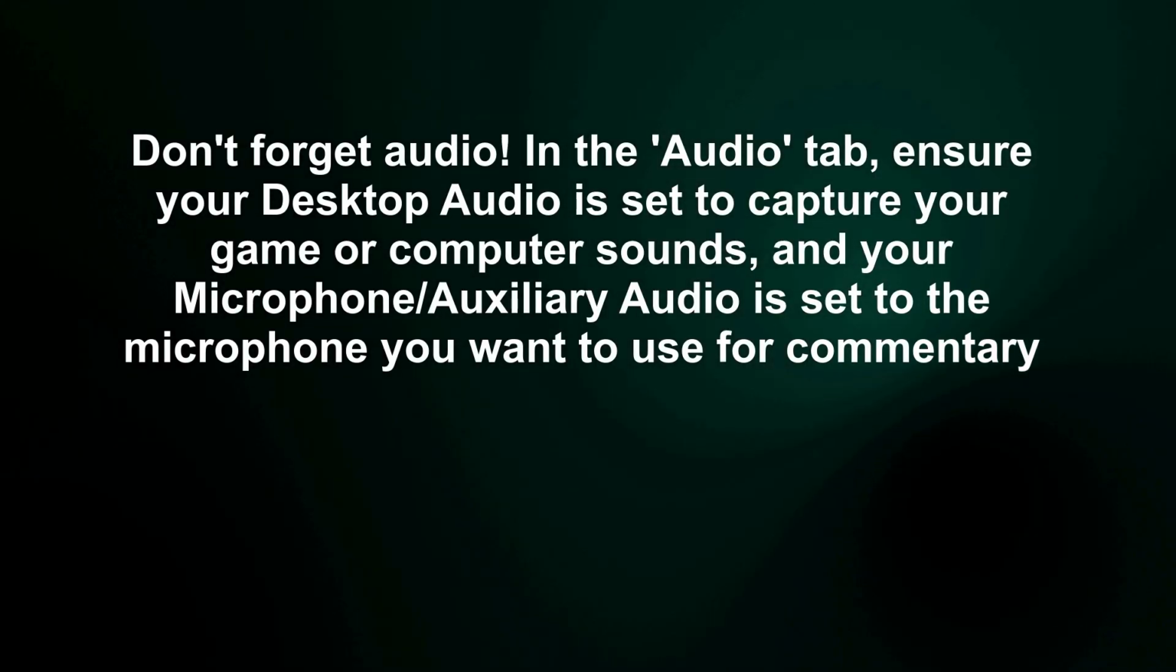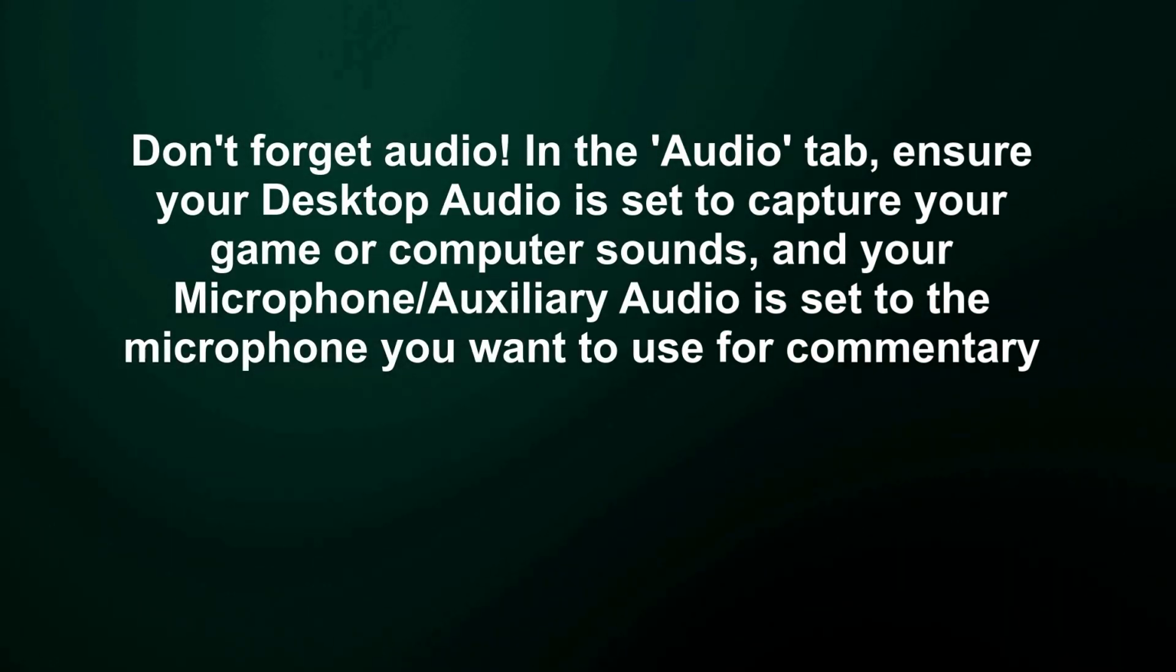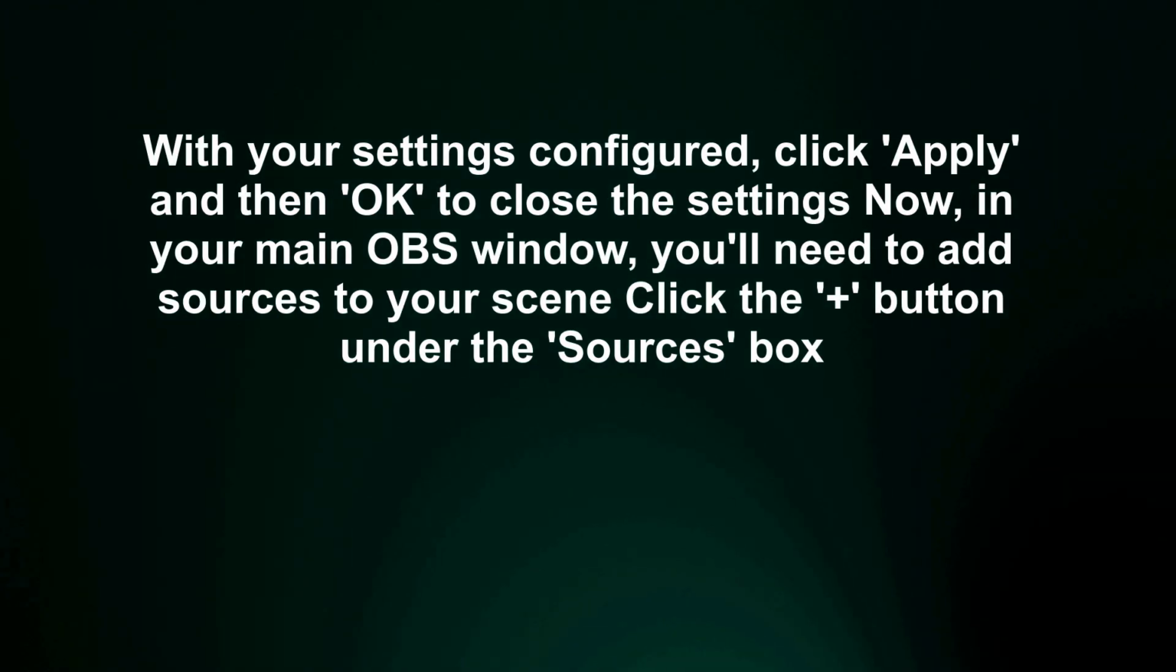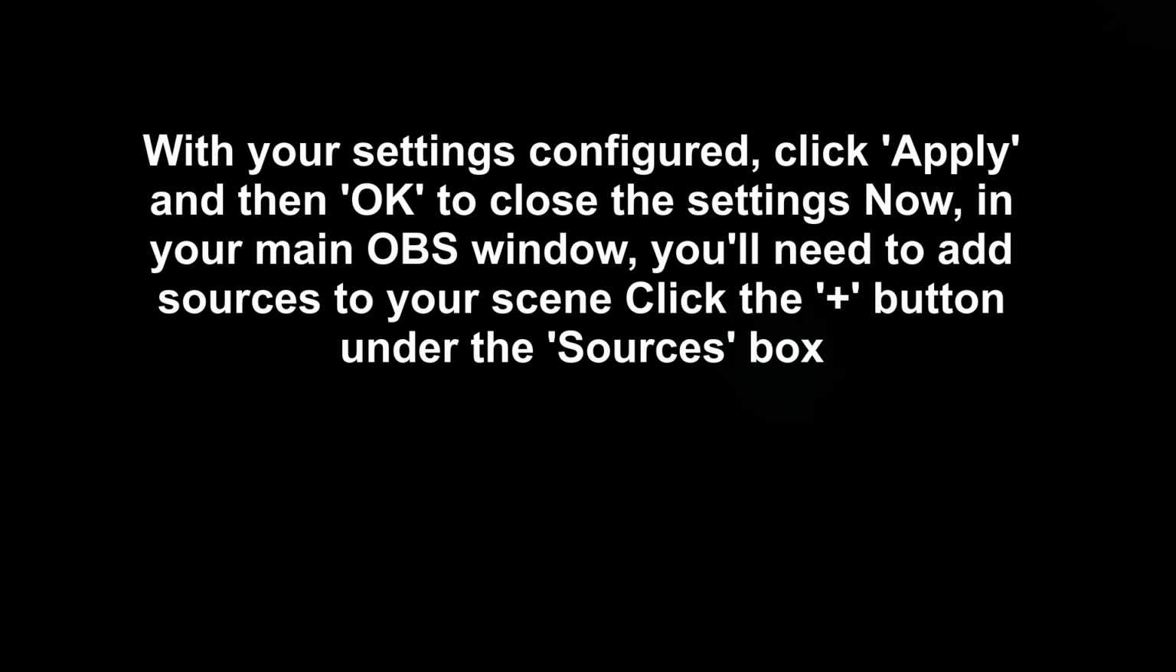In the Audio tab, ensure your desktop audio is set to capture your game or computer sounds, and your microphone auxiliary audio is set to the microphone you want to use for commentary. With your settings configured, click Apply and then OK to close the settings.